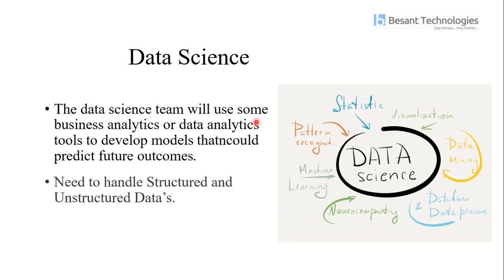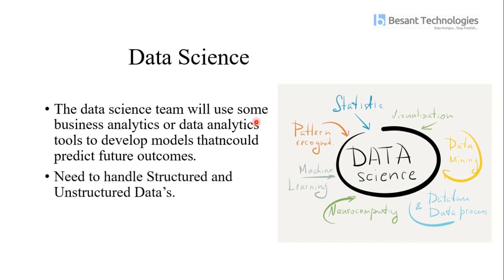In data science, we need to handle structured and unstructured data. So what is structured data? Structured data is data in rows and columns, which is nothing but the table format. Unstructured data is our images, videos, even our Facebook news feed, everything becomes unstructured data. This data which does not have a proper structure is known as unstructured data, and data which has the proper structure of rows and columns is known as structured data.